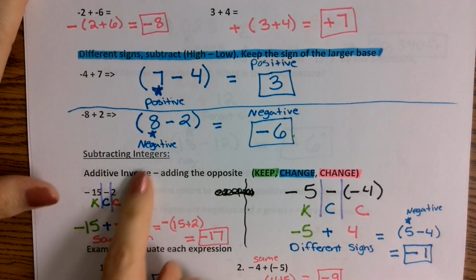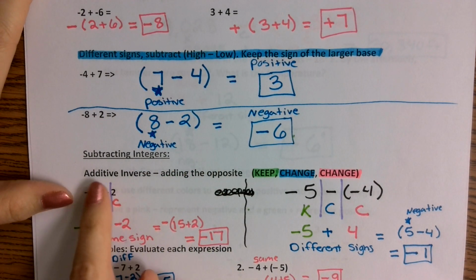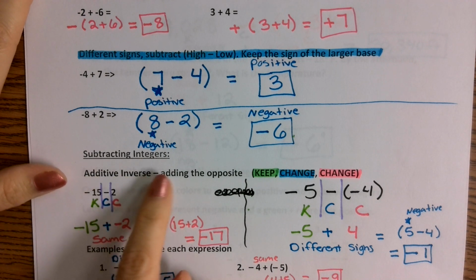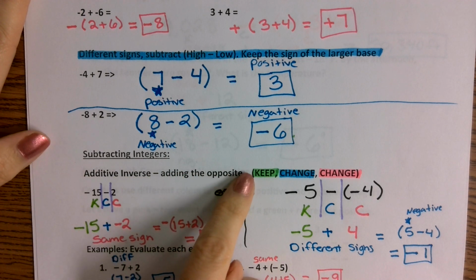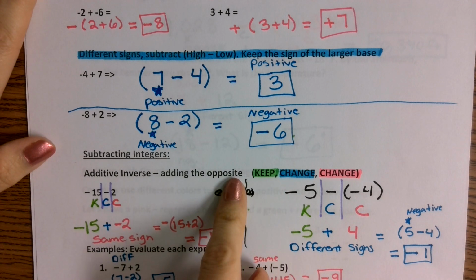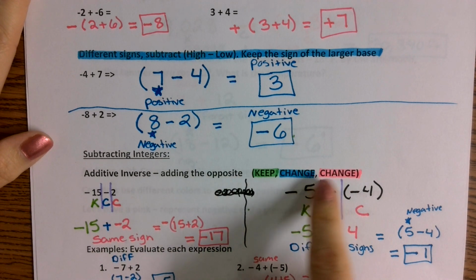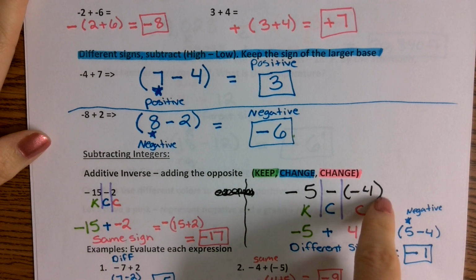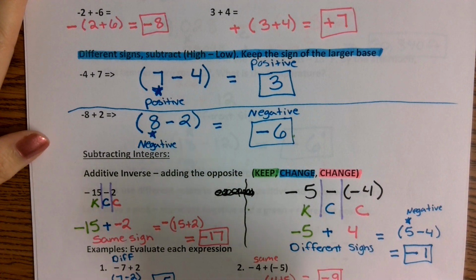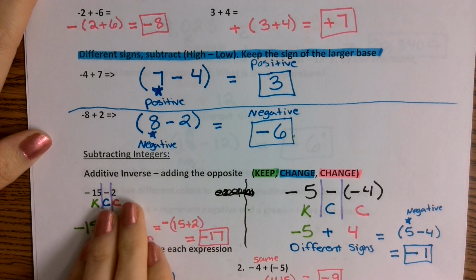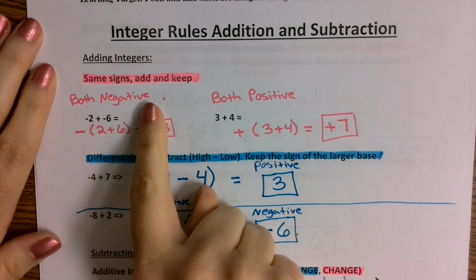So remember we said we never, ever, ever subtract. Instead, we do the additive inverse. We change subtraction into addition by keeping the first value, changing to addition, and then changing to the inverse or the opposite for your second term. And once we've got it changed into addition, we follow our two addition rules.